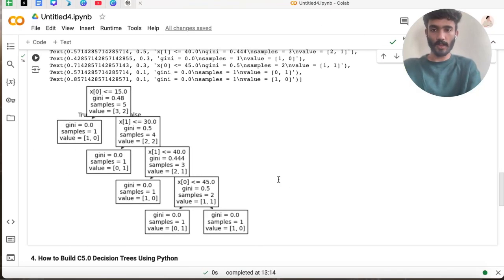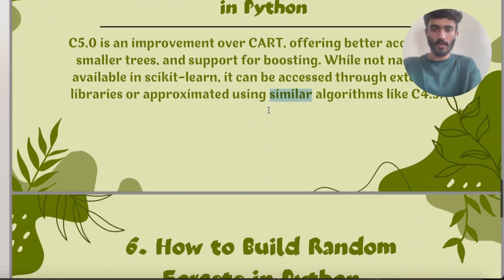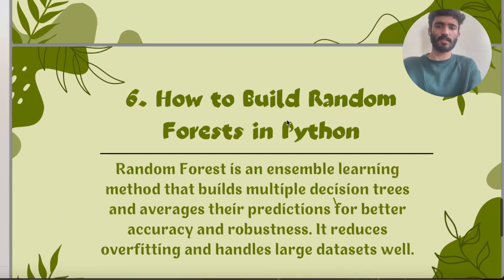Now we will look at our code, how to build a C5.0 decision tree using Python. So first, a placeholder for C5.0 implementation: print C5.0 implementation can be achieved using external libraries like sklearn-porter or by translating a C4.5-like approach. Now next we will talk about how to build a random forest in Python.